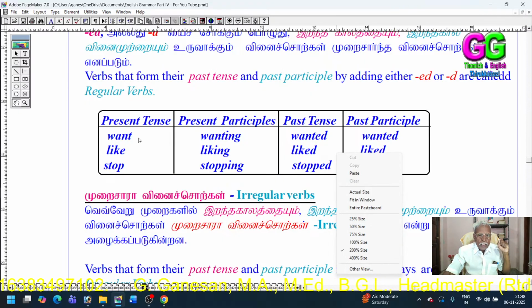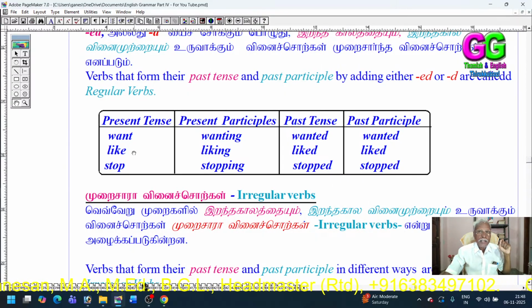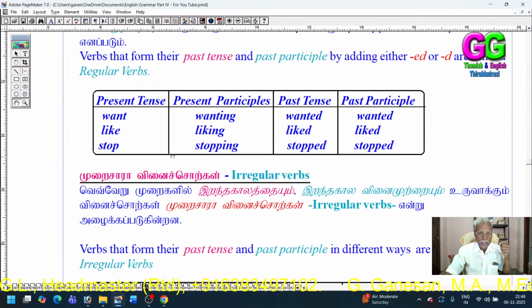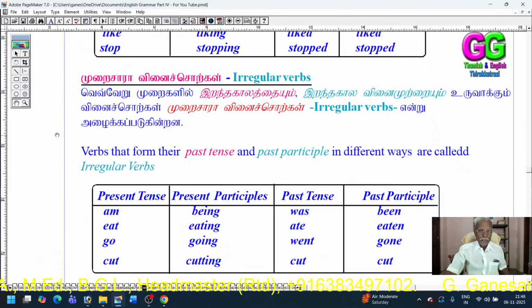In the first example, want takes ed and forms past tense and past participle. In the second example, like takes simply d and forms past tense and past participle. In the third example, this verb doubles its final consonant, P double P, and takes ed.